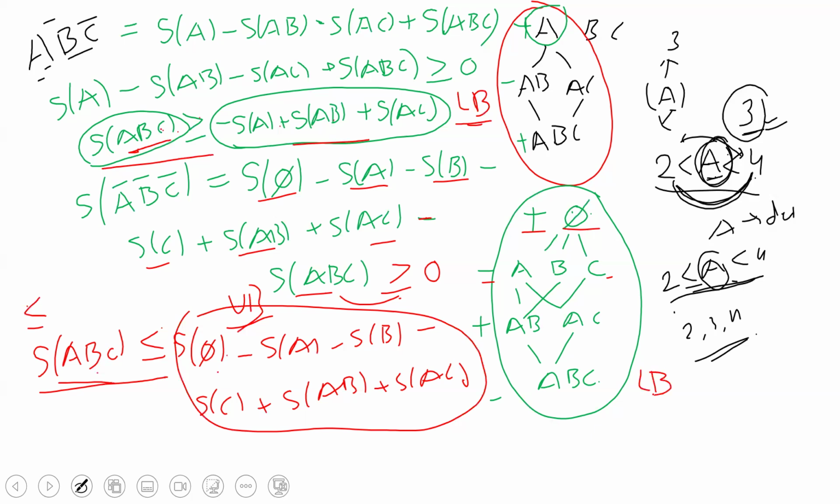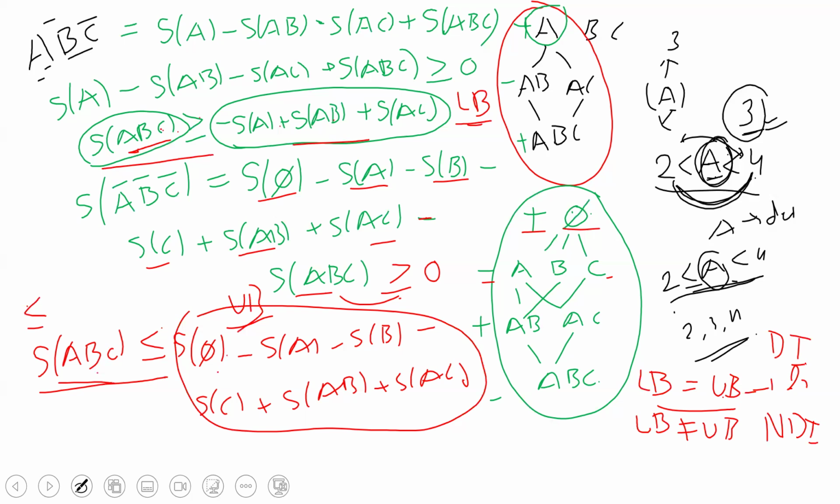Whenever the lower bound is equal to the upper bound, we call that derivable. Whenever the lower bound is not equal to the upper bound, we call that a non-derivable item set. When both are equal, we call it a derivable item set. When both are not equal, we call that a non-derivable item set. Okay. So that is the calculation.